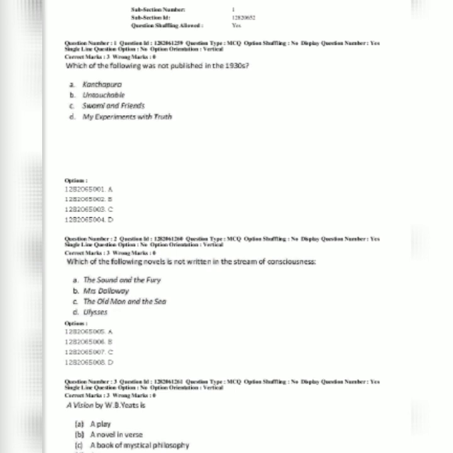It's that simple. A Vision by W.B. Yeats is a play, a novel in verse, a book of mystical philosophy, a poem. Now, this is something that requires fact-based knowledge. And of course, W.B. Yeats was not just a poet. He was also a playwright. And he even wrote essays. And this book called A Vision is a book of mystical philosophy. So option C here is the right answer.